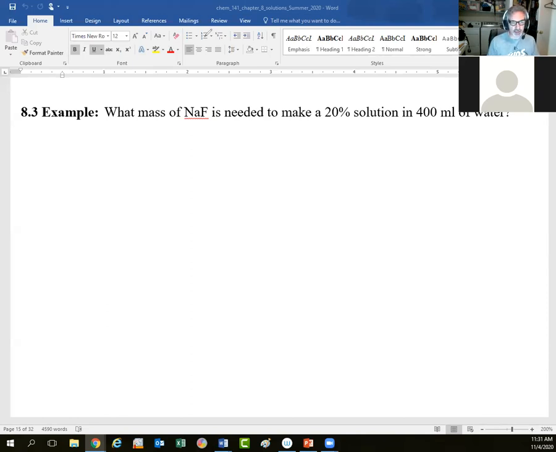All right, let's take a look at this one. So remember, from base principles, always start with the original equation itself. That can help get our thinking going. So the percentage is equal to the mass of solute divided by the volume of the solvent.